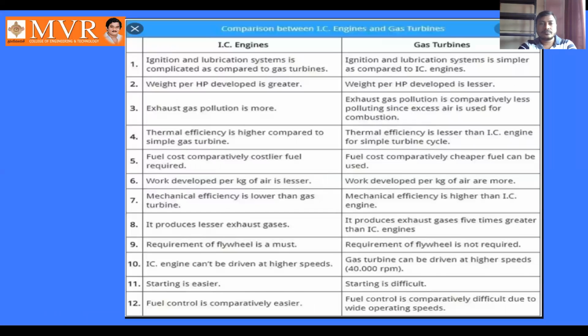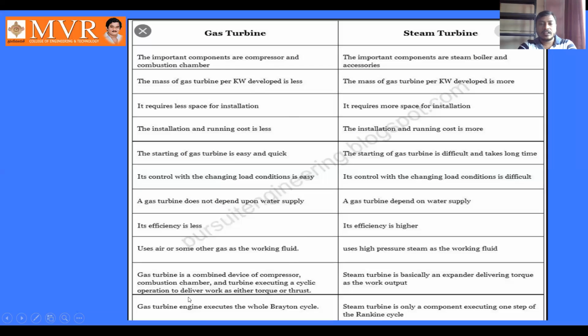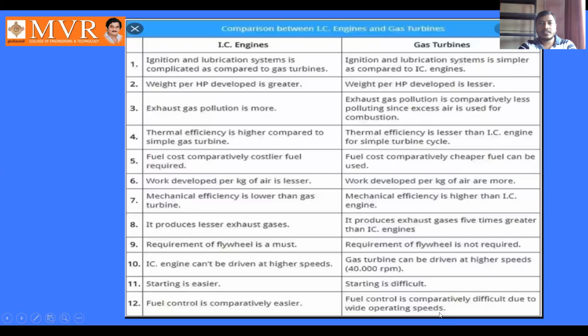See here, a gas turbine is a combined device of compressor, combustion chamber, and turbine executing a cyclic operation to deliver work as either torque or thrust. A steam turbine is basically an expander delivering torque as the work output. See here, a gas turbine engine executes the whole Brayton cycle. A steam turbine is only a component executing one step of the Rankine cycle.